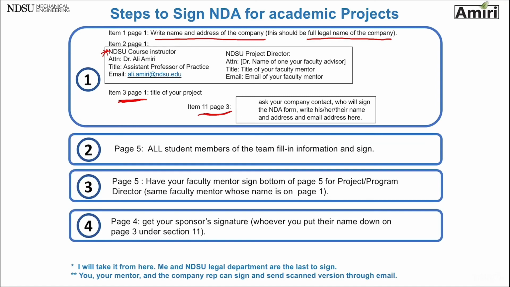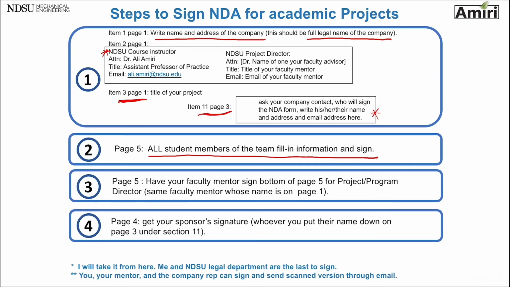On page 3, item 11, you have to ask your company who will sign the NDA form. Some companies, your direct contact will sign it. Some bigger companies, it might go up to the VP of research or engineering, could be anybody that has authority for signature, so authorized to sign this document. This is something you have to ask and fill in. Once you do that, all of the student members need to write their information and sign.